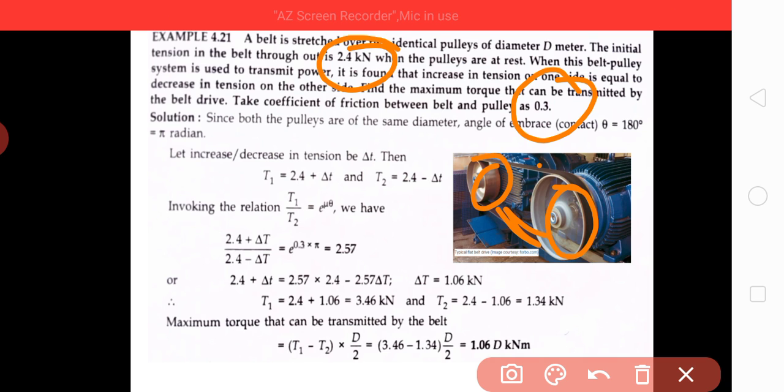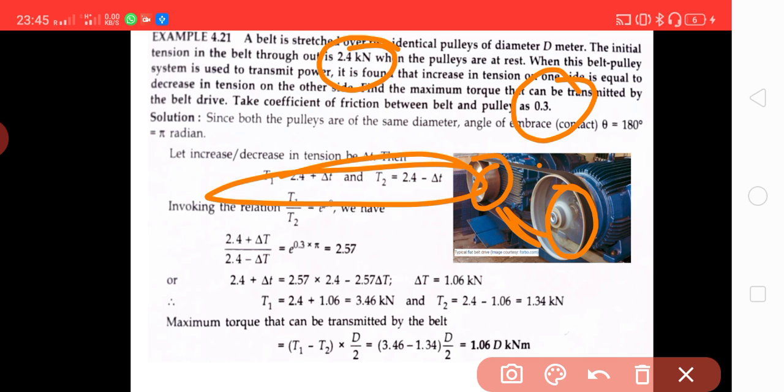Let the increase or decrease in the tension be delta T. Then T1, that is the tight side tension, becomes 2.4 plus delta T, and the slack side becomes 2.4 minus delta T. Since it is said that the tension is increased by delta T and similarly decreased by delta T on the slack side while the drive is on.